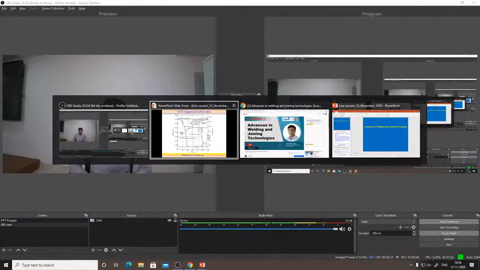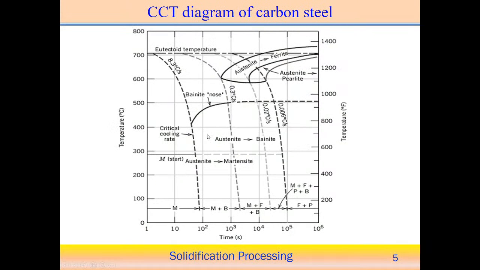So this is the TTT diagram. Now we come to the CCT diagram. This is the continuous cooling transformation diagram of the carbon steel. If you follow this continuous cooling transformation diagram in the carbon steel, you can see that we can follow some transformation lines also. In this case, we use the transformation lines as a function of time also.